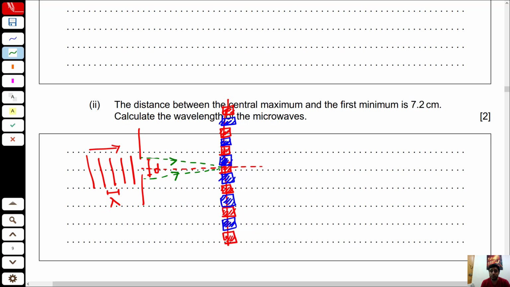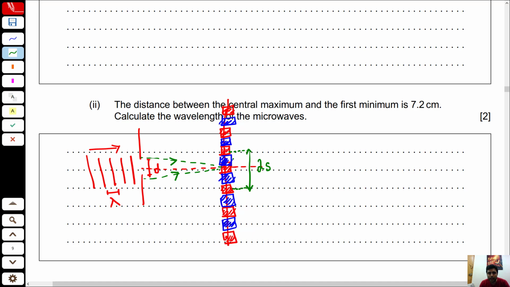Because this is always maxima, it is not important for us, because it doesn't change its position. It always stays there. What is important for us is this distance. This is called the central maxima. The distance between this maxima and this maxima is called the central maxima, and this distance is given by 2s. Then there is the distance between the central maxima, this one, and the first minima.